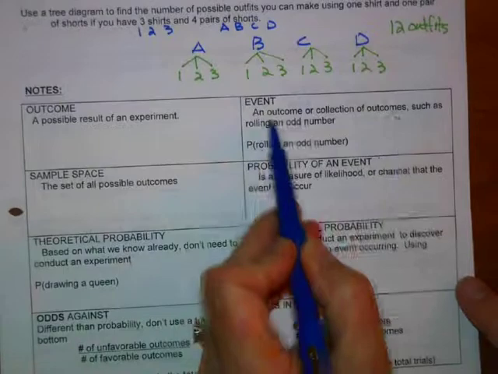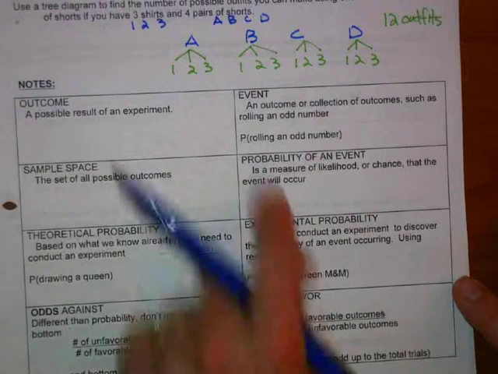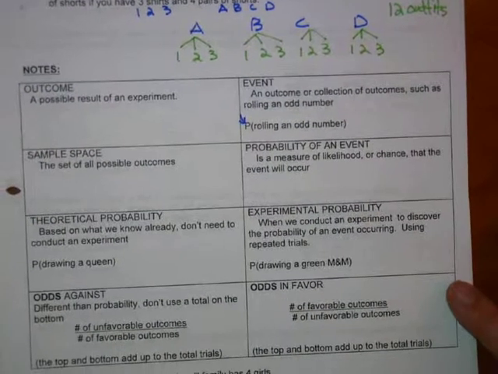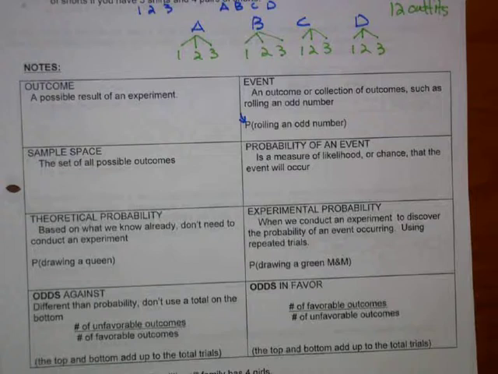Event. An outcome or collection of outcomes such as rolling an odd number. So you're going to see this writing all the time. What do you think that P stands for? The probability, exactly, of rolling an odd number. So that's the event that you want.